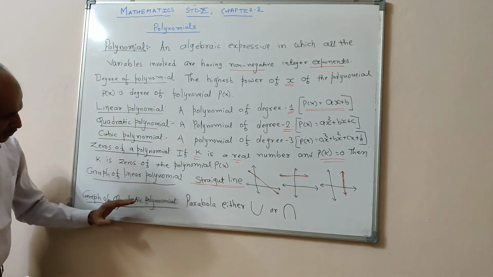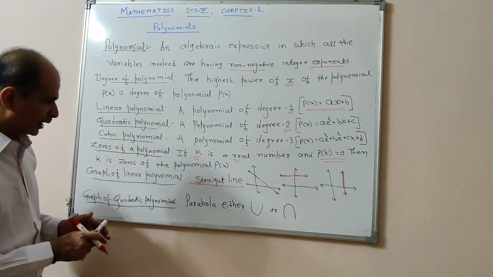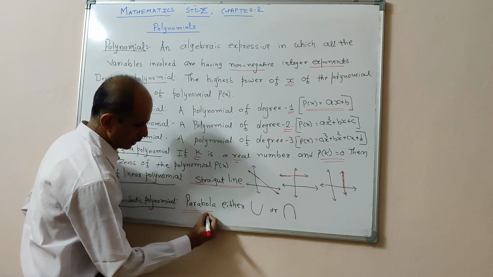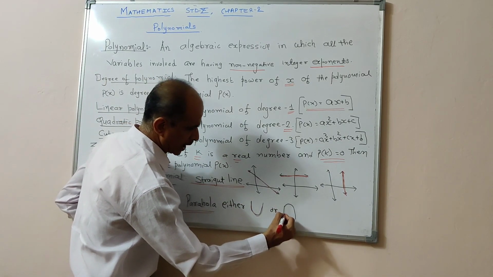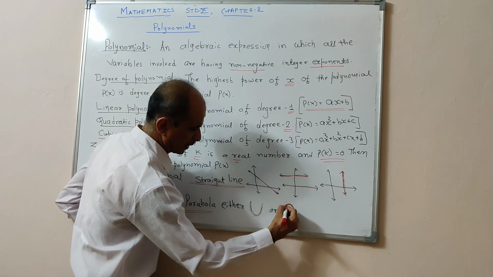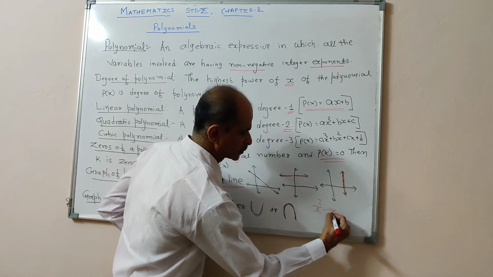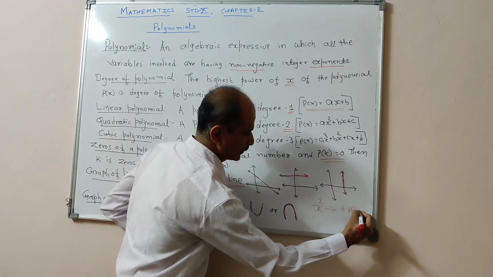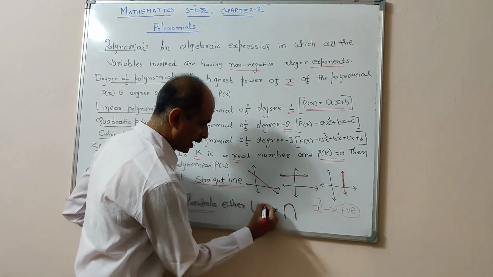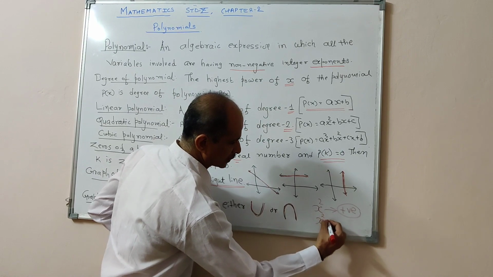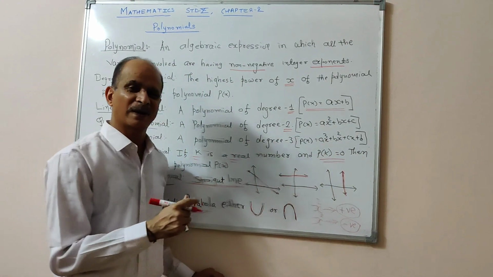Now graph of a quadratic polynomial. If you draw the graph of a quadratic polynomial, you get a parabola. So either you get an upward parabola or sometimes you get a downward parabola. If the coefficient of x² is positive, then you get an upward parabola. If the coefficient of x² is negative, then you get a downward parabola.